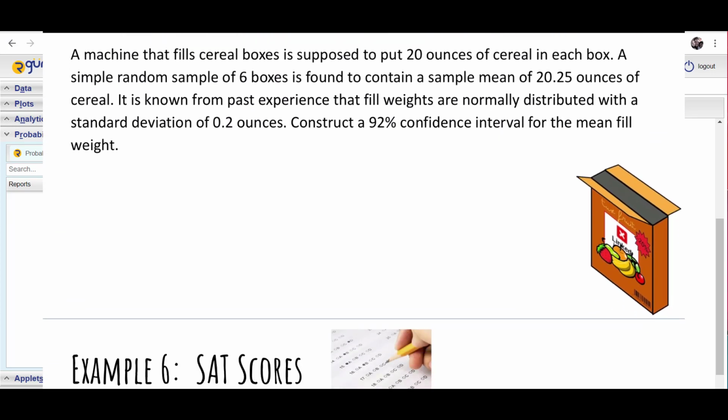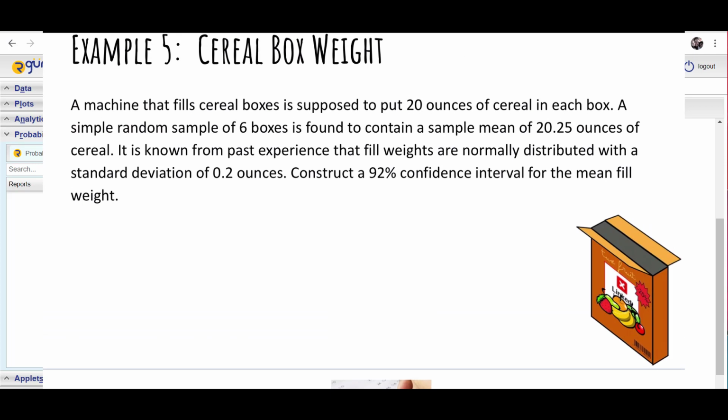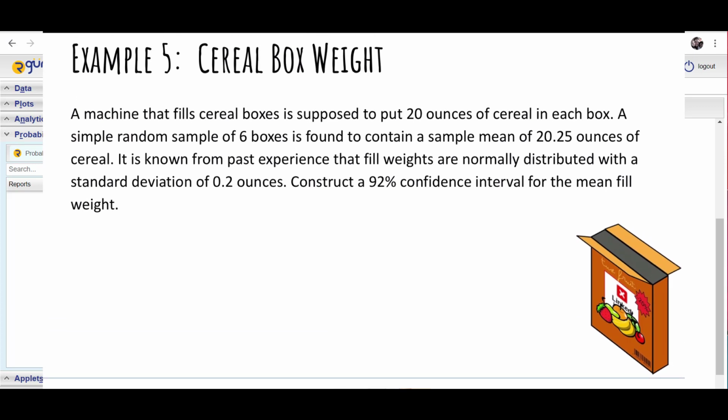So let's do one. Let's do cereal box weight, example 5. A machine that fills cereal boxes is supposed to put 20 ounces of cereal in each box. A simple random sample of 6 boxes is found to contain a sample mean of 20.25 ounces of cereal. It is known from past experience that fill weights are normally distributed with a standard deviation of 0.2 ounces. Construct a 92% confidence interval for the mean fill weight.